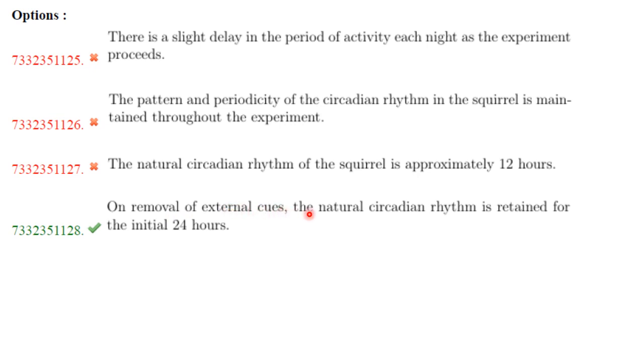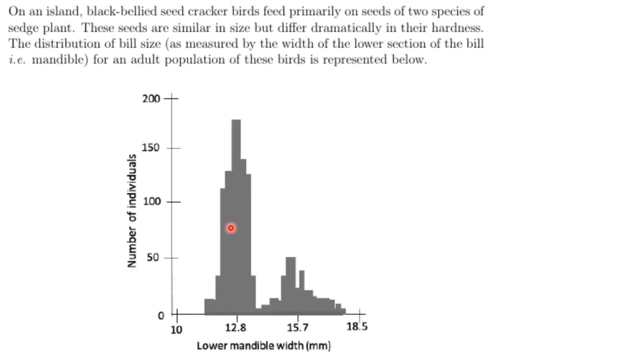On removal of external cues, the natural circadian rhythm is retained for the initial 24 hours. That is correct. So the answer is option 4.